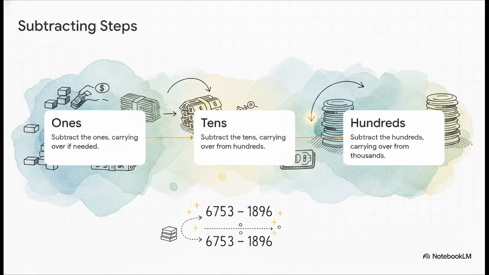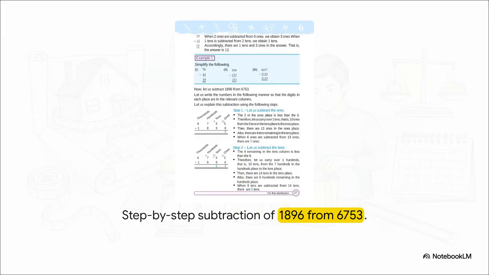But here's where it gets interesting. What happens when the number you're subtracting from is just too small? Well, you have to borrow or carry over value from the next column to the left. It's basically a perfect little system of borrowing value to keep everything balanced. Let's actually see this in action.